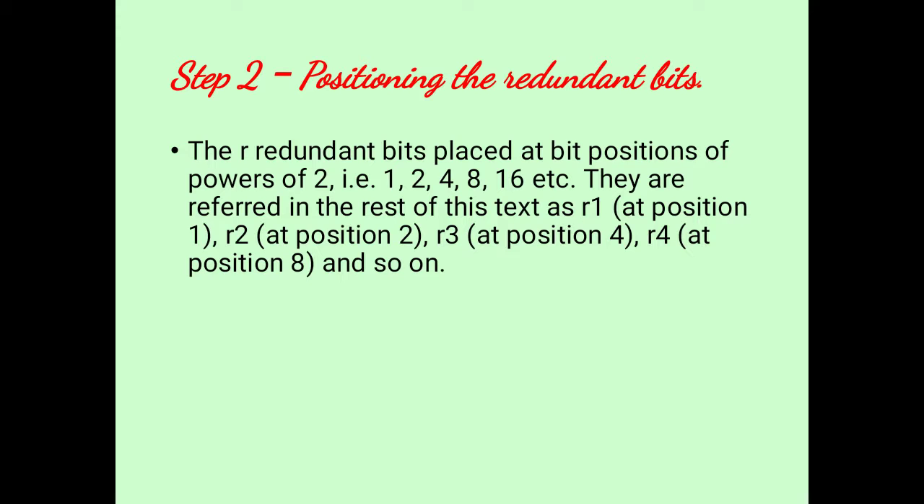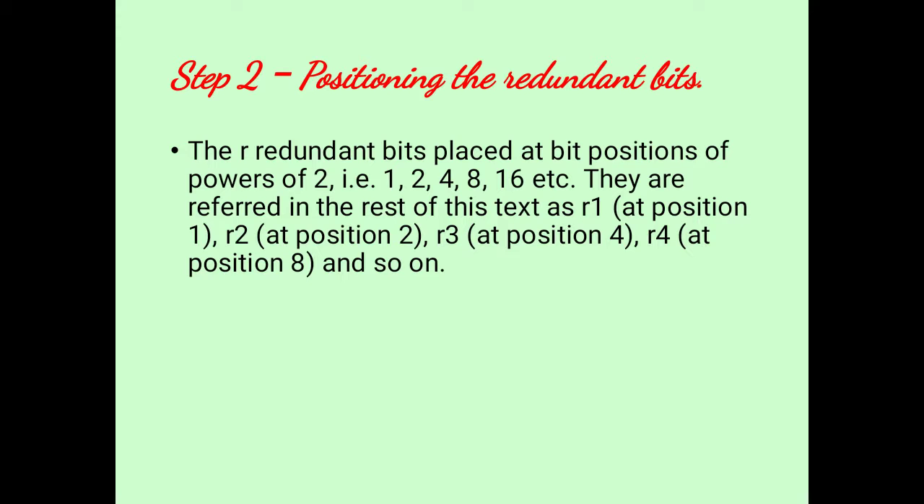R1 means 2 to the power of 0. R2 is 2 to the power of 1. R3 is 2 to the power of 2. R4 is 2 to the power of 3. So R1 is nothing but the first bit. R2 is 2 to the power of 1, the second bit. R3 is 2 to the power of 2, the fourth bit. R4 is 2 to the power of 3, that is the 8th bit. That's why R1 is at position 1, R2 is at position 2, R3 is at position 4, and R4 is at position 8. I will repeat once again.